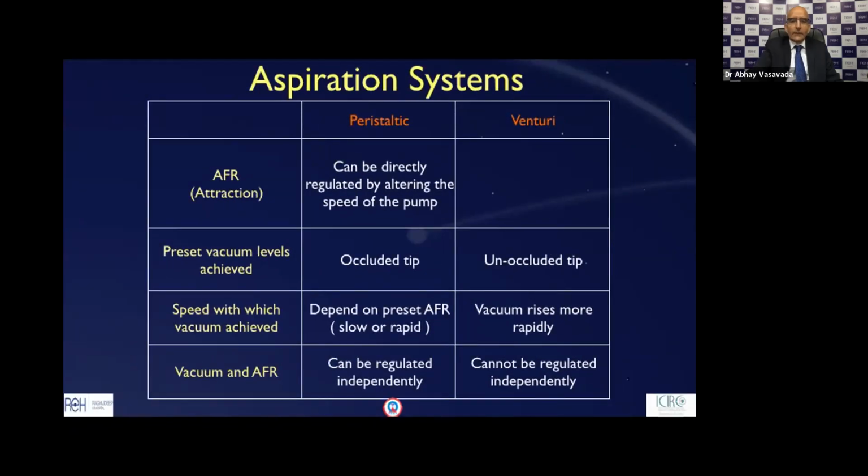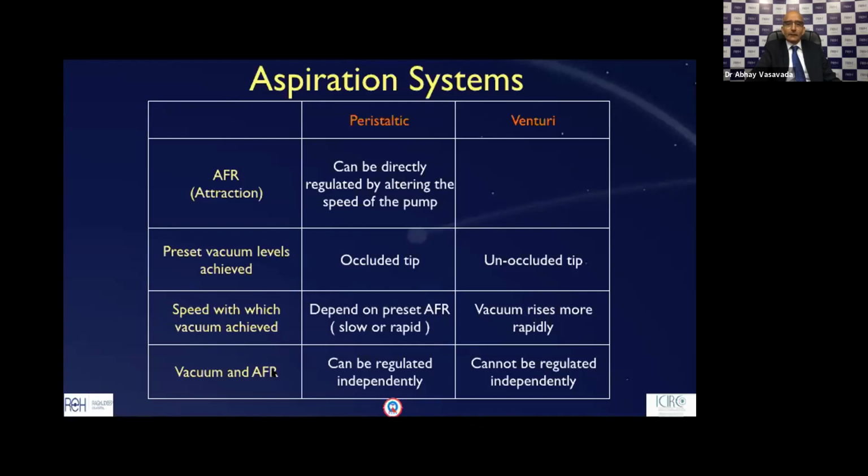With AFR, or aspiration flow rate, the attraction is by the speed of the pump, and that can be as slow as 12 cc per minute with the phaco probe, or as high as 60 cc per minute. And then the vacuum builds up only and only when the material comes to the tip, unlike the Venturi, where the vacuum is already existing inside the tubes and therefore attracts and produces vacuum a little faster.